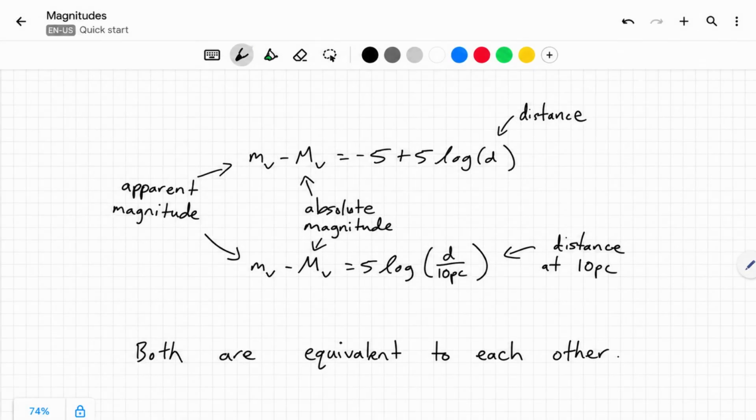Both these equations are equivalent to each other, so you can use either one. The distance on 10 parsecs term compares the distance to the celestial object for if it were located at 10 parsecs. We also use this reference point to show absolute magnitude of celestial objects, as also shown in this equation. The first equation does not show this. One could say that it's a simplified version of the bottom equation. By using log laws and some rearranging, you can get from the bottom equation to the top equation.